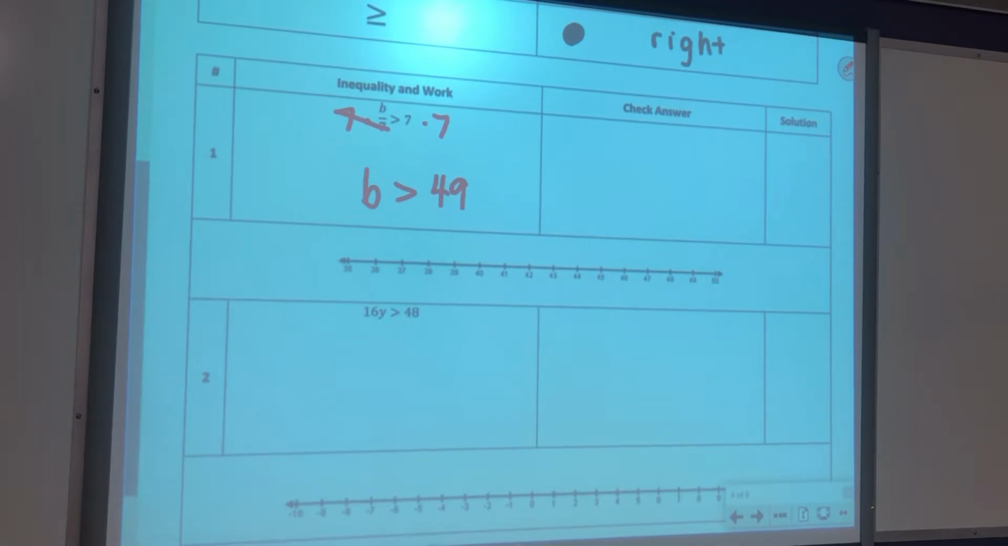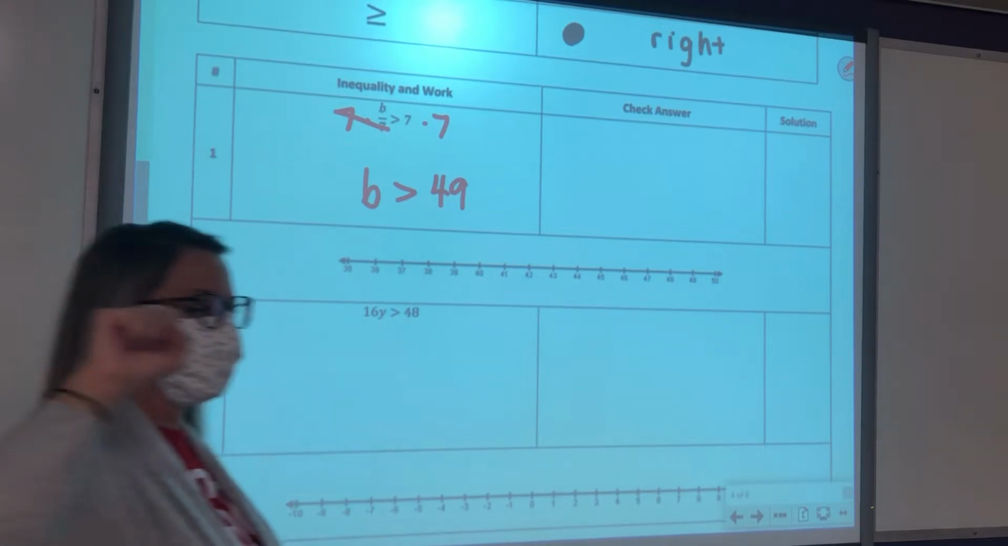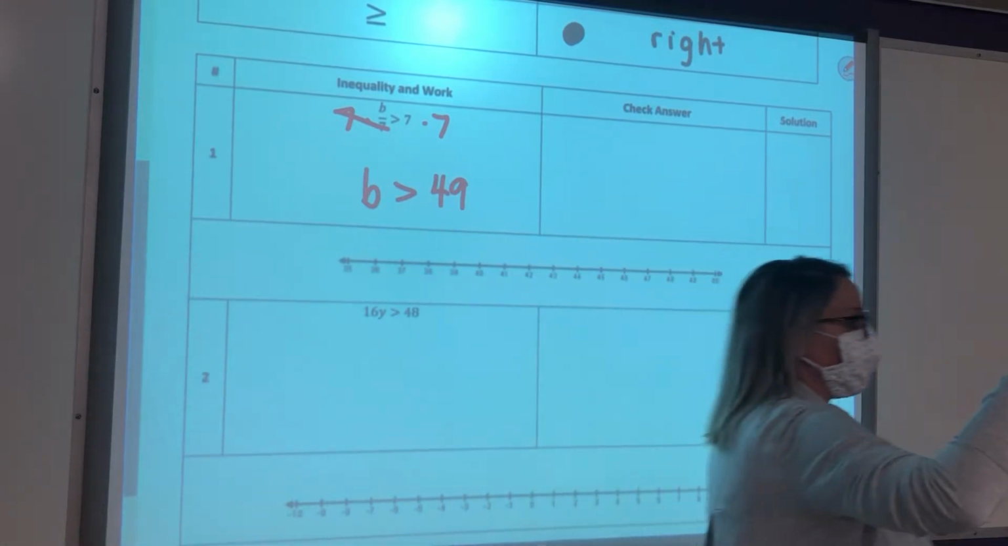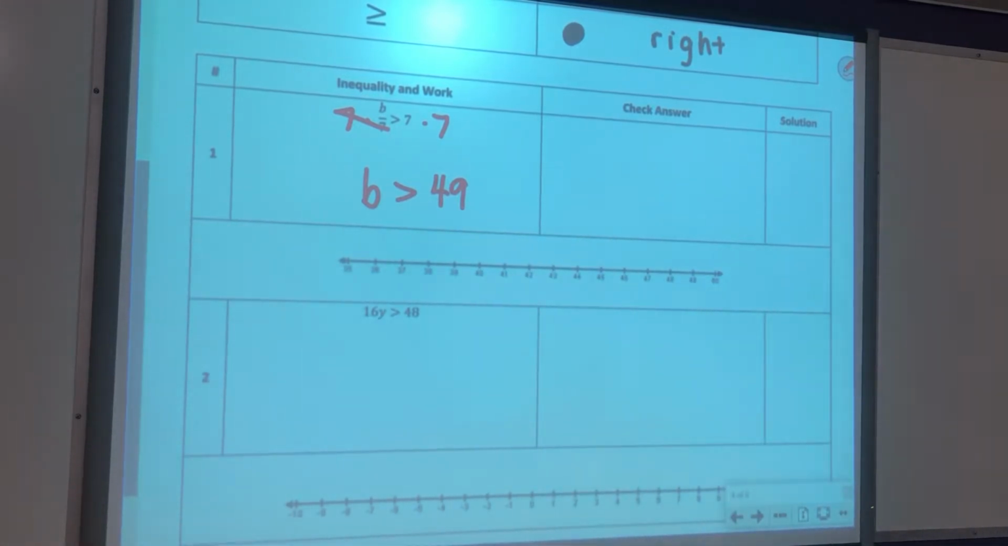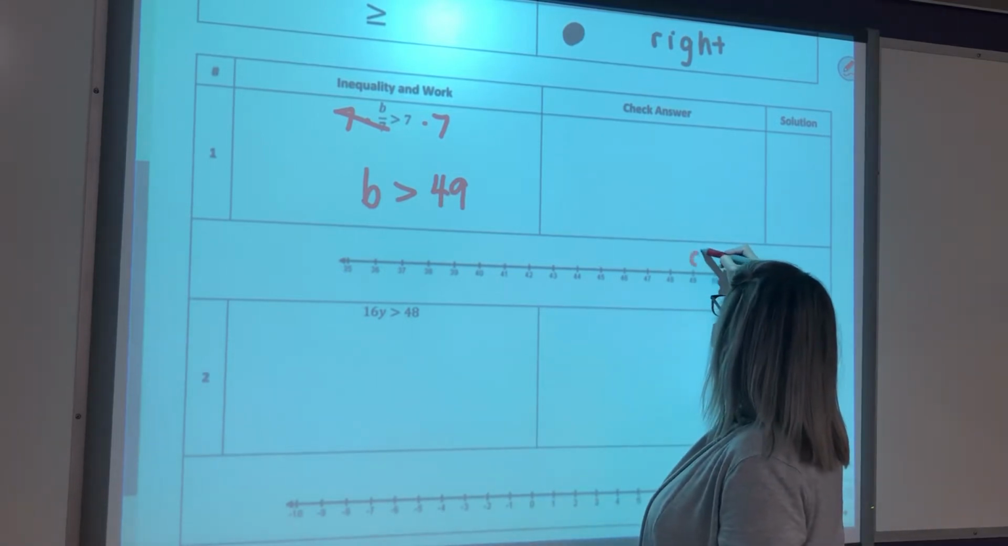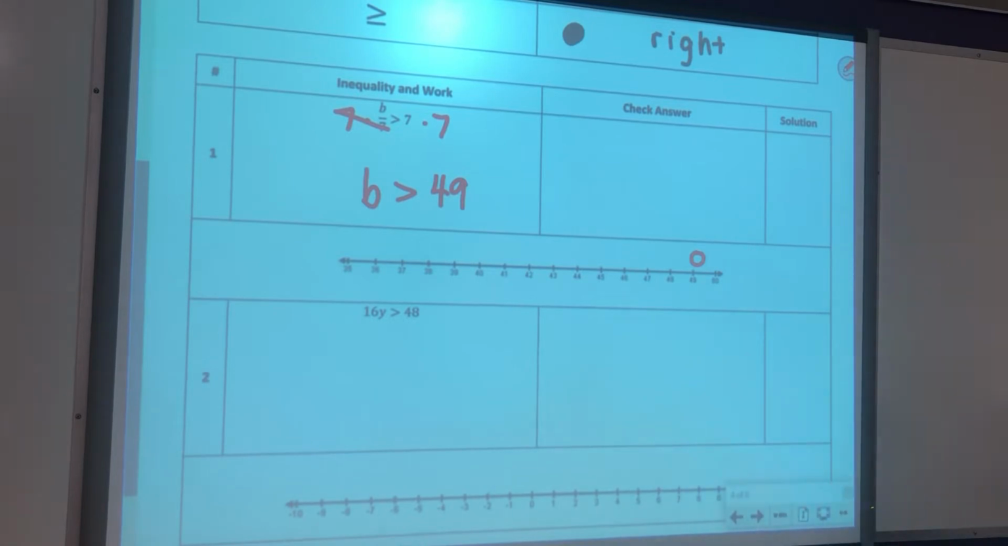So, open circle or closed circle? Open. Where are we going to put that open circle? On 49. And then which way is our arrow pointing? b is greater than 49. Right. It's going to go to the right.